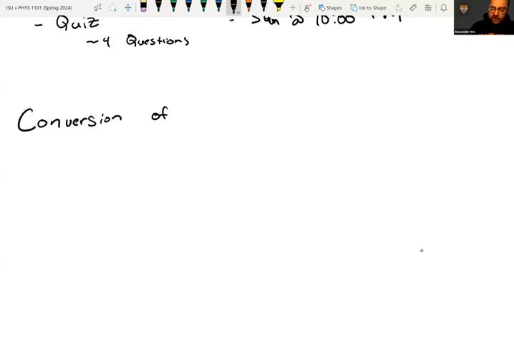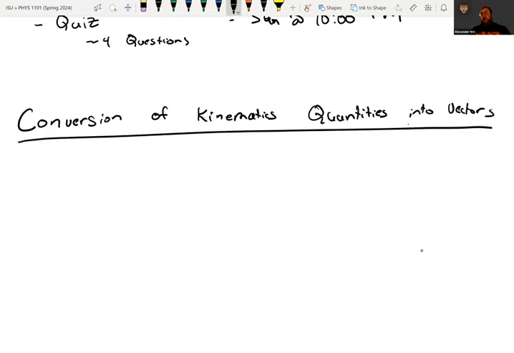Conversion of kinematics quantities into vectors. We've done a little bit of the vector character of the kinematics quantities like displacement, velocity, and acceleration by having positive or negative velocities, displacements, and accelerations. However, when we translate this into a two-dimensional framework, we're not only going to need positives and negatives, we're going to need some other way to specify which direction we're going in a two-dimensional plane.